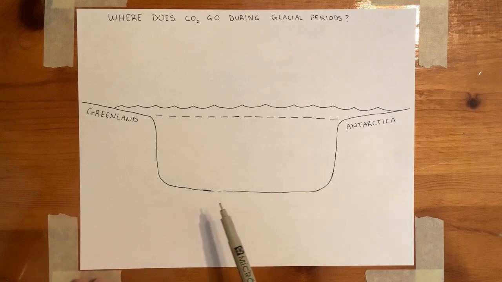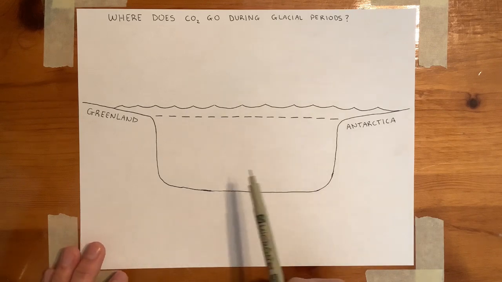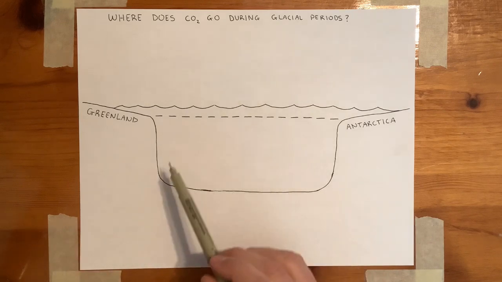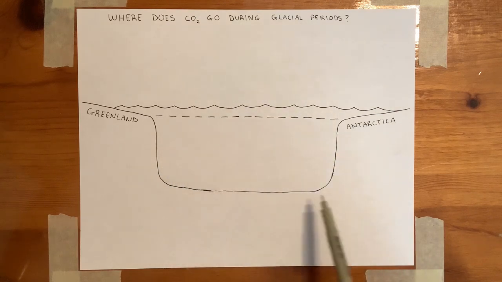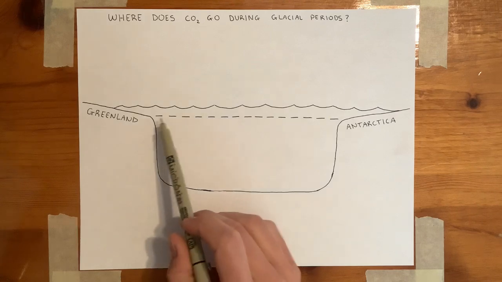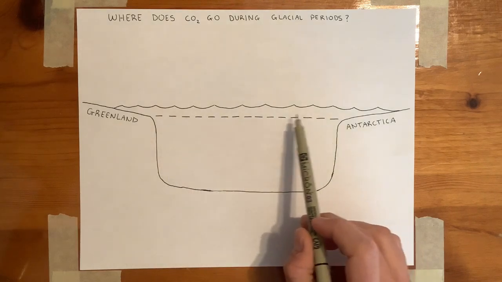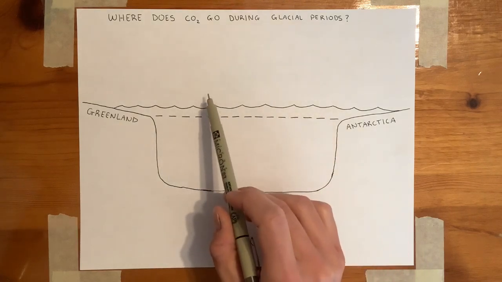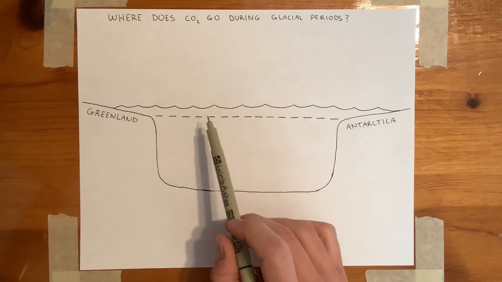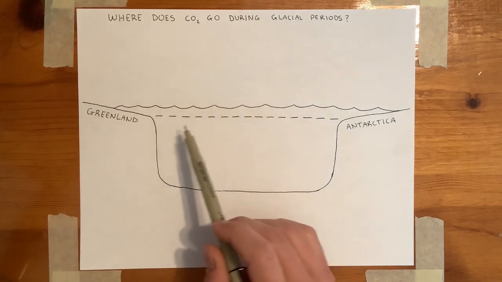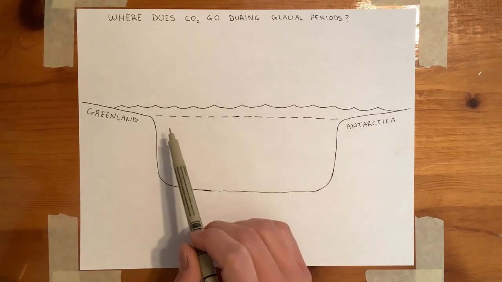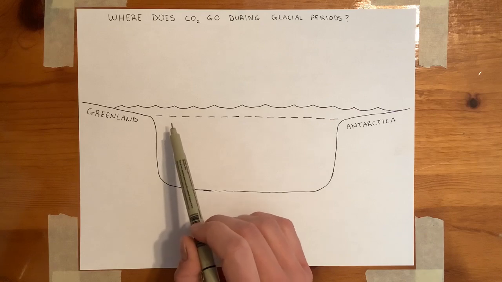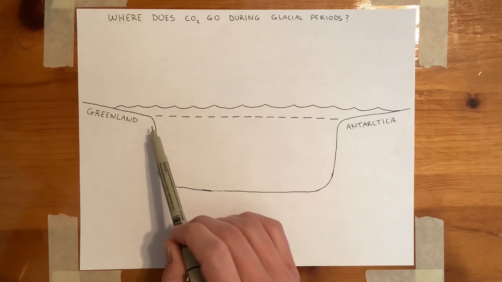Okay, so to understand where CO2 is going to go during glacial periods, we're going to have to think about how water circulates in the deep oceans. So we know that in the shallow oceans, the ocean water is constantly exchanging oxygen and CO2 with the atmosphere, but eventually that shallow water needs to get taken down into the deep part of the ocean. And so that happens in the Atlantic Ocean. That happens in the North Atlantic off the coast of Greenland.